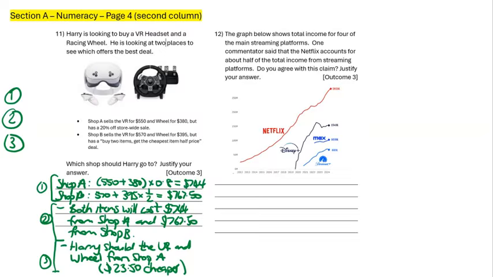One commentator said Netflix accounts for about half of the total income from streaming platforms. Do you agree with this claim? So we can see the income generated from each of the platforms there. They're claiming that Netflix is about half. So keyword, it says about. It didn't say precisely half, exactly half. It says about. So it could be a little bit over, it could be a little bit under, but that'll be all sweet there. So let's start by doing the math.